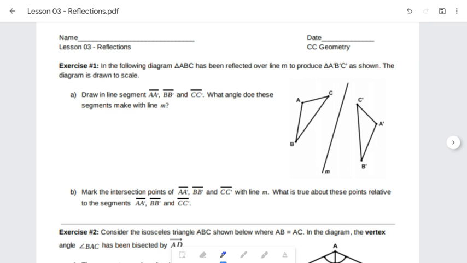So we're going to draw in the segments A to A prime, B to B prime, and C to C prime here. And it can just be as best as you can. It doesn't have to be perfect. But the angle that's formed now between the line of reflection and the original point with the image point is 90 degrees, right? So we're making right angles there. So we know that our line of reflection should always be perpendicular to the segments that are in between, like that pre-image and image point.